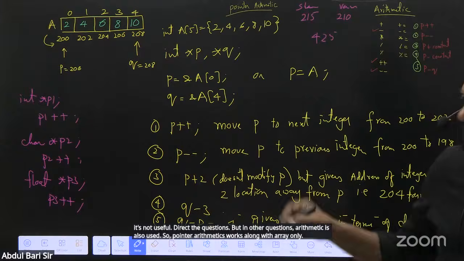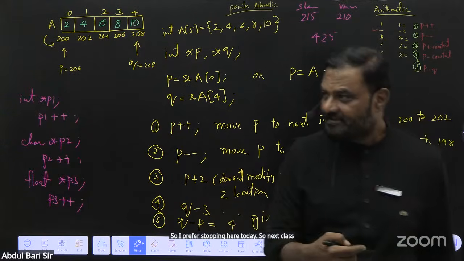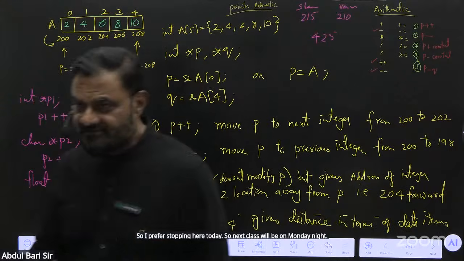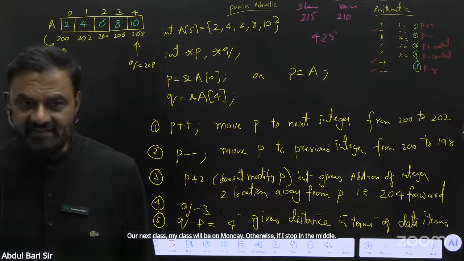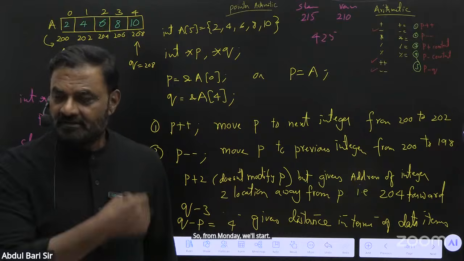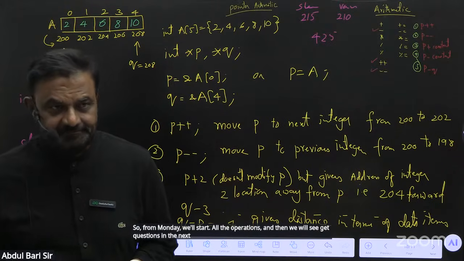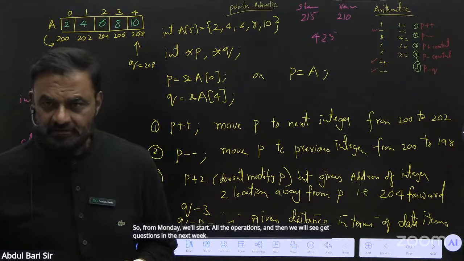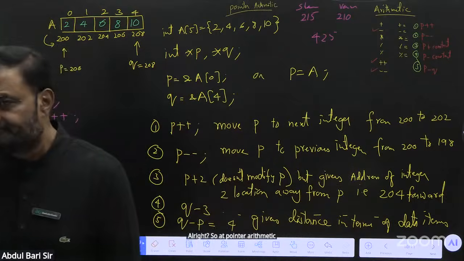So I prefer stopping here today. Next class will be on Monday, right? My class will be on Monday. Otherwise, if I stop in the middle, it will be a 2-day gap. So from Monday, we'll start all the operations and then we will see GATE questions in the next week. All right. So at pointer arithmetic, we have stopped.